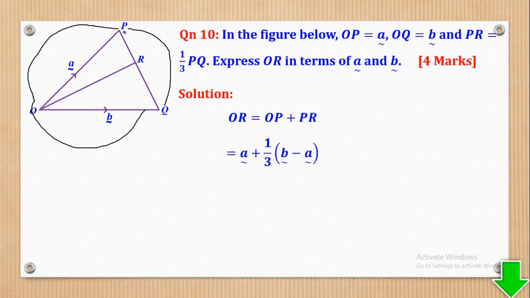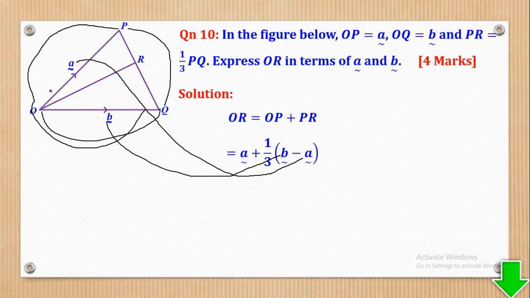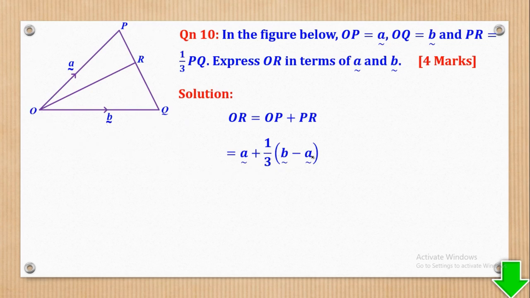So if you realize that P to O is the opposite of OP, meaning that it will be negative A tilde, that is why I'm putting here minus A tilde. Then O to Q is B tilde, that's why I'm putting here positive, because it's the same direction as OQ. So this B minus A is PQ, and this third is coming from here. It was given in the question.